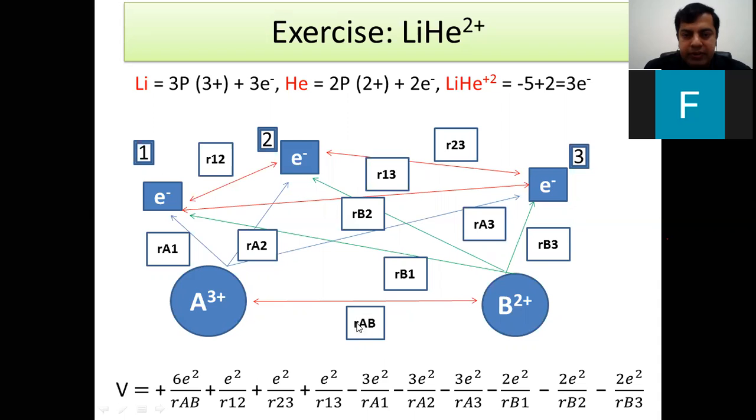This repulsion is between A and B. So A is 3 positive and B is 2 positive. When 3 positive is multiplied by 2 positive, it will become 6, and positive comes from plus multiplied by plus. That's why the sign will be plus. E square will remain the same in all of the potential energy. This is the electronic charge, and this is going to vary because this is the distance between A and B. That's why it is written over here A and B. And similarly, you can do with the rest of the attractive and repulsive forces.